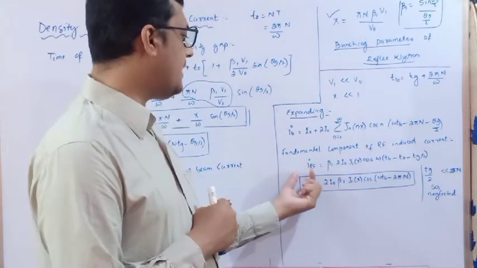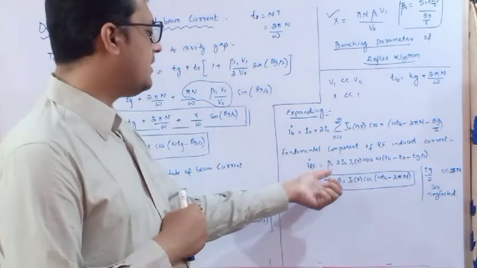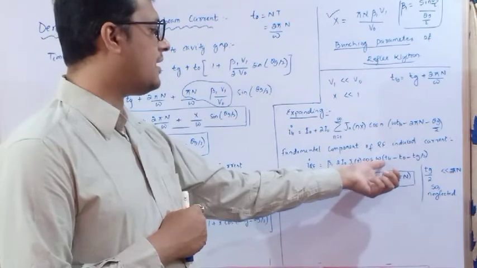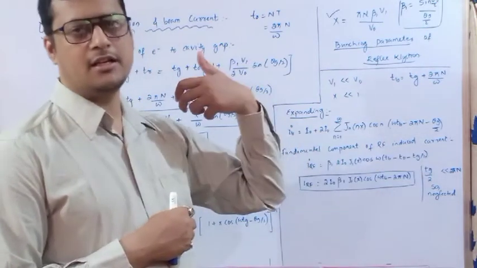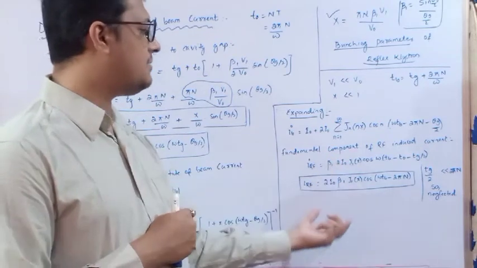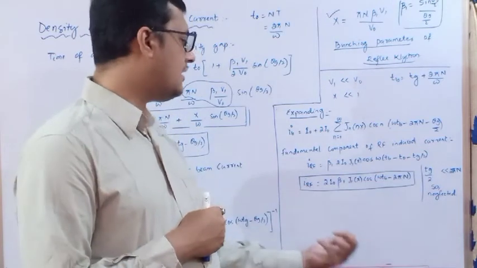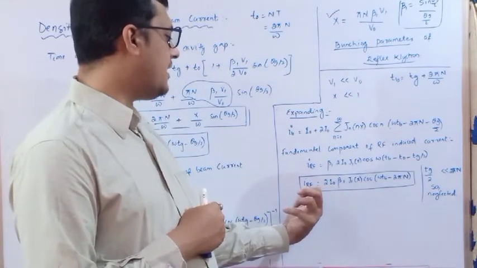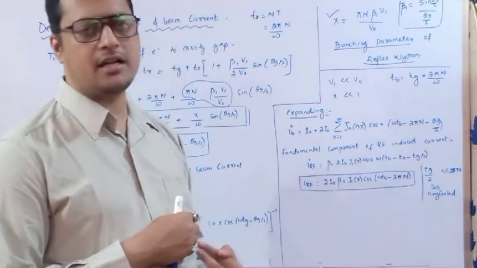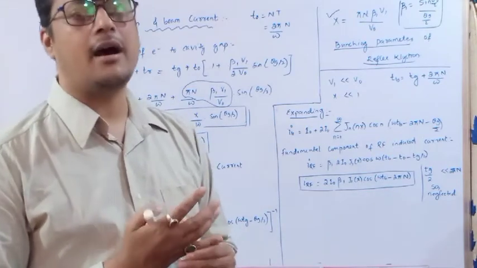So here IRF is equal to the fundamental component if I identify it. It is beta 1 twice I naught J1 of X cos of omega TV minus T0 minus Tg by 2. And IRF, rearranging this particular function, this is the negligible part. You can neglect it and you will write IRF is equal to twice I naught beta 1 J1 of X cos of omega TV minus 2 pi n. So this is the resultant RF current.